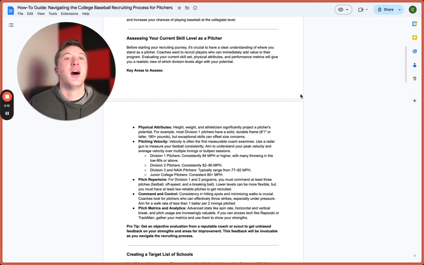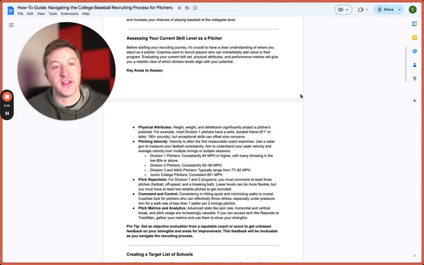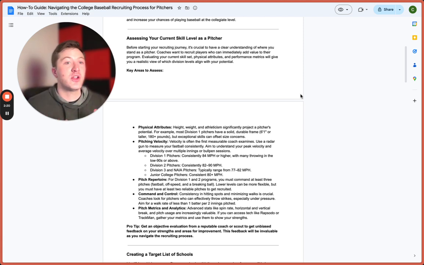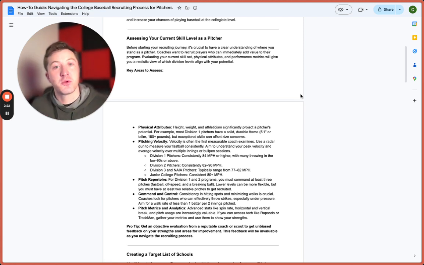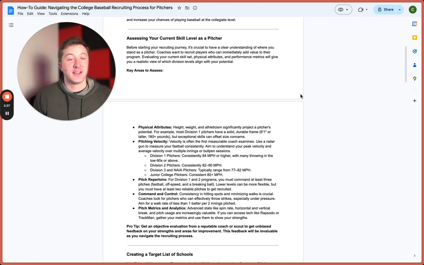Assessing your current skill level as a pitcher. Before starting your recruiting journey, it's critical that you have a clear understanding of where you stand as a pitcher. Coaches want to recruit players who can immediately add value to their rosters and their programs. Evaluating your current skill level, physical attributes, and performance metrics will give you a realistic view of which division levels align with your potential. So, key areas to assess.